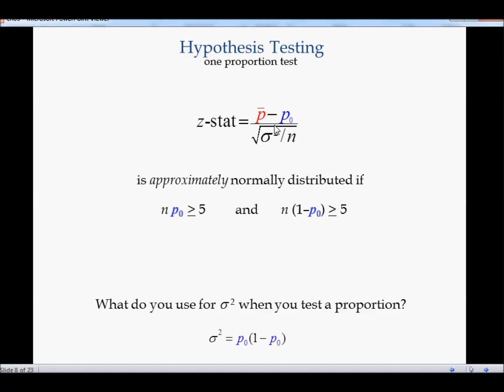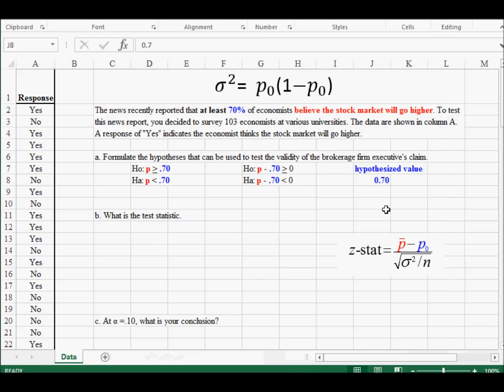And the z-stat is approximately normally distributed if the number of economists in our sample of 103 who believe the stock market's going higher, and over here the number who believe the stock market's getting lower, are both at least 5, and they are. So I'm going to copy this and paste it into my spreadsheet, which is right here.